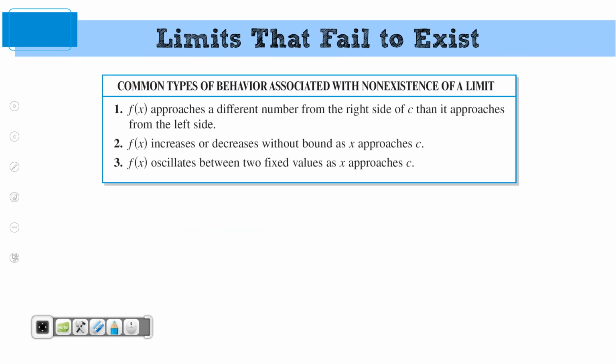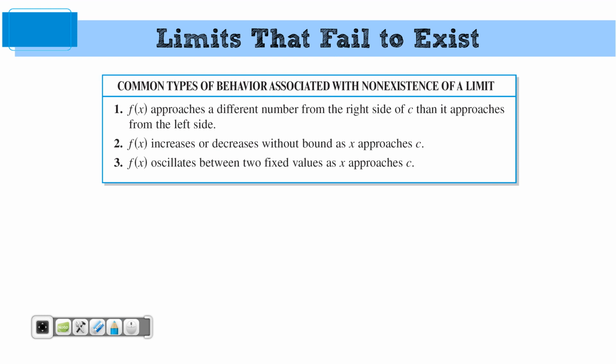Okay, so we did all that. Here are 3 scenarios for you. Things that cause problems. Well, first one we pretty much beat into the ground. Left-hand limit doesn't match the right-hand limit. Second, it increases or decreases without bound as x approaches c. What does the term decreases without bound translate into? Negative infinity, very good.